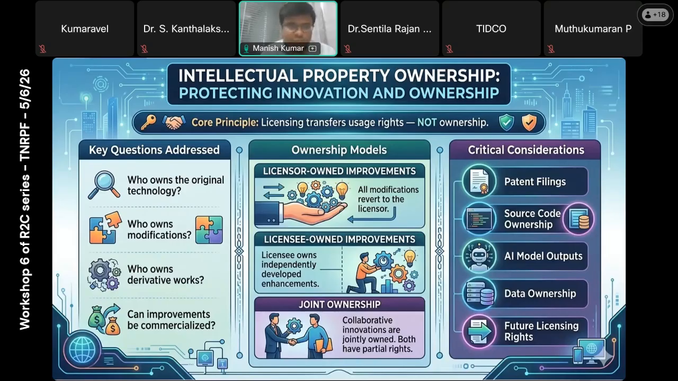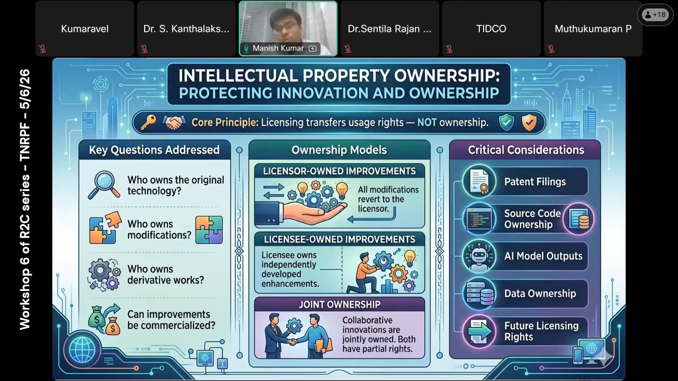One of the most critical parts is your IP licensing. Who owns what is very critical, because when we are talking about sharing our technology in the licensing form, it means we are still the owner. But what happens to the modification? What happens to the derivative works? There is some new kind of technology coming in. So there are three things that can be done. Whoever is doing the modification on my technology, I can write in the agreement that the IP on that modification will come back to the licensor.